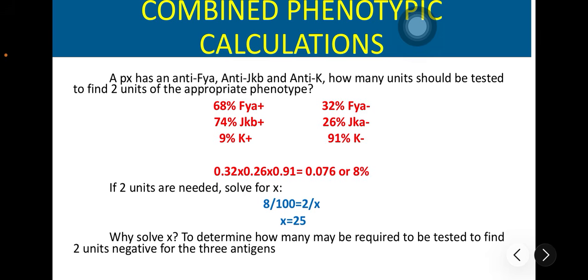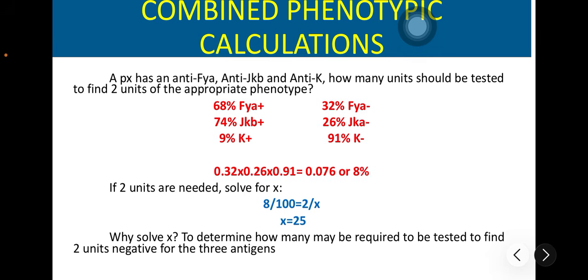So Fya negative is 32% or 0.32. Jkb negative is 26% or 0.26. And then big K negative is 91% or 0.91. So how are we going to solve it? 0.32 times 0.26 times 0.91, which will give us 0.076 or 8%. Therefore, 8% of the population are negative for Fya antigen, Jkb antigen, and the big K antigen.